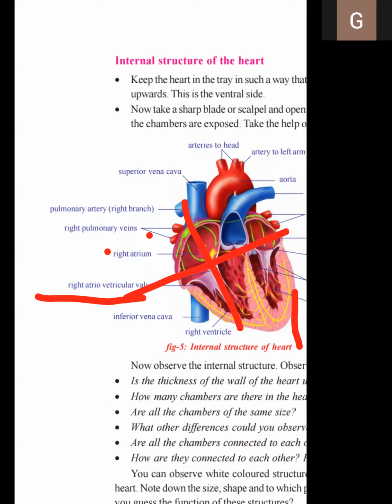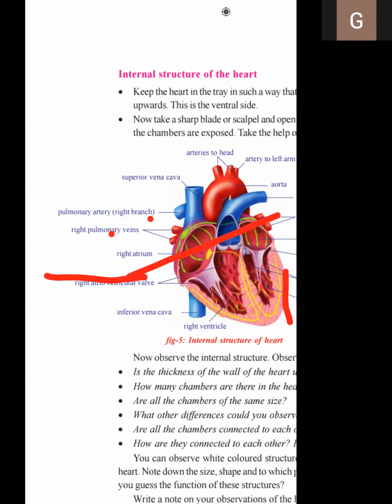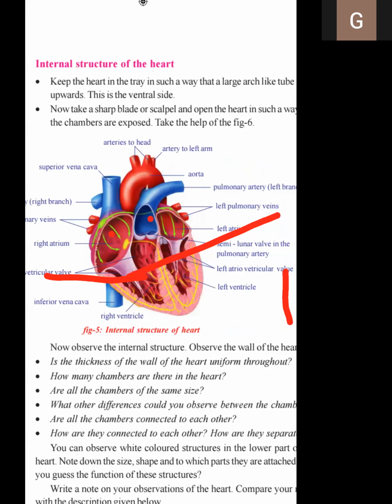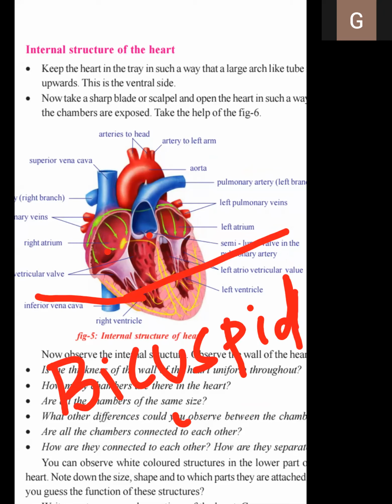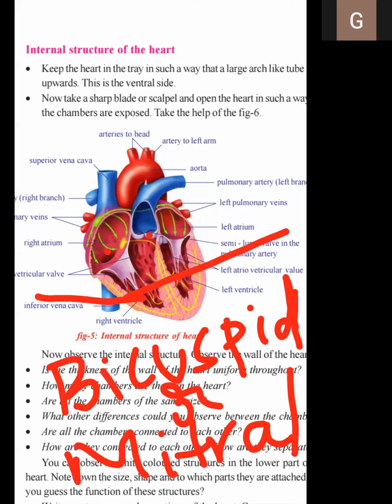So the next valve is present at the region of the left atrioventricular septum, and that is called the bicuspid valve or mitral valve.